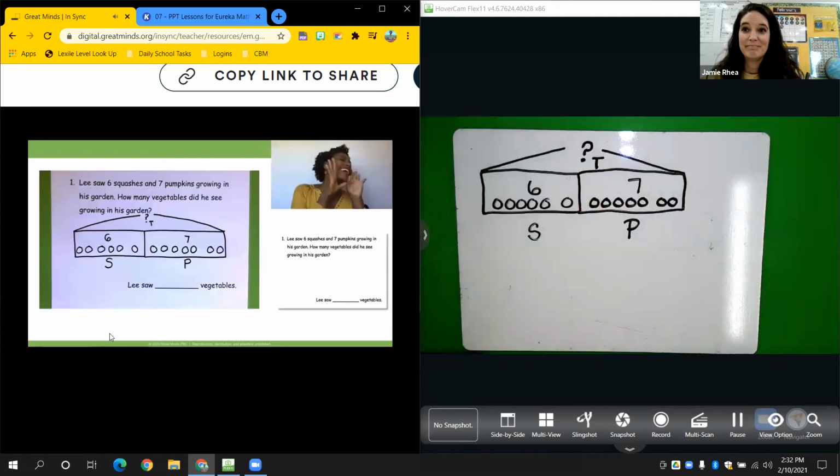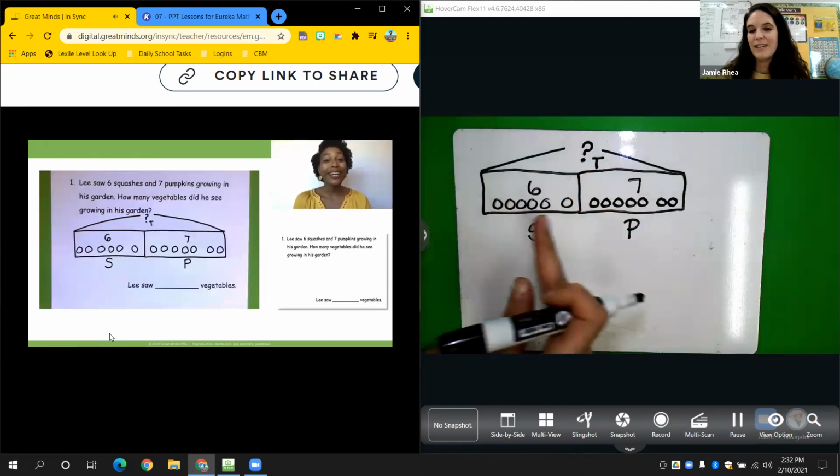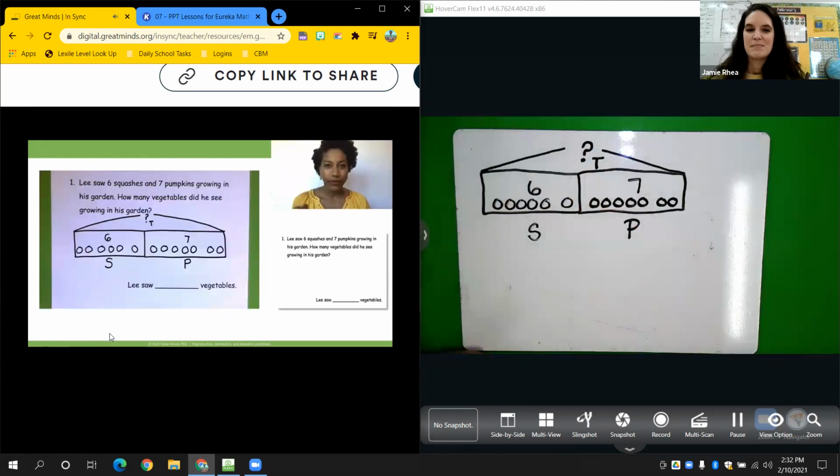New learning alert! This is new learning. Never seen a model like this before. Do you know what we call this? That's called a tape diagram. Look at that, guys. We use these to help make sense of word problems.